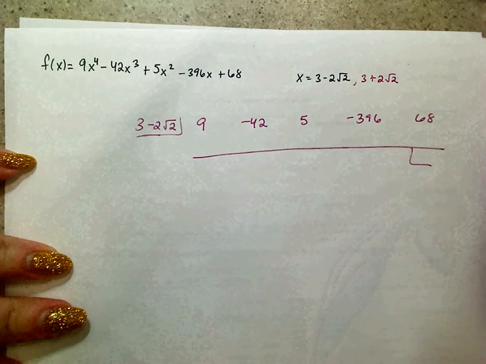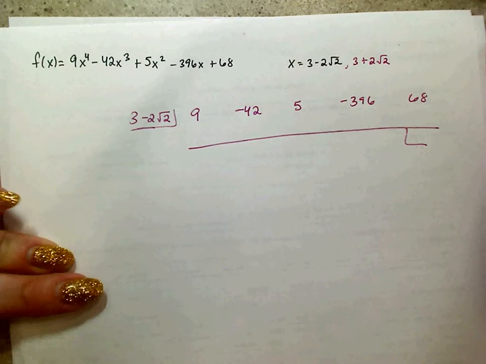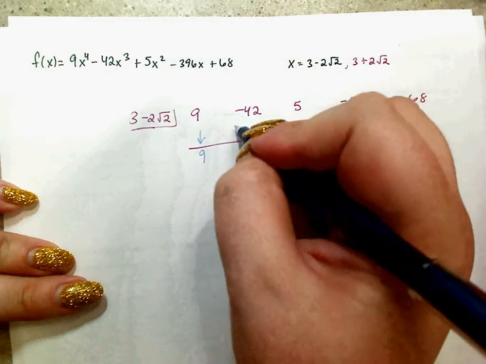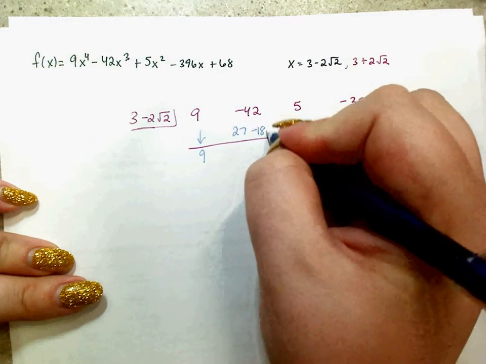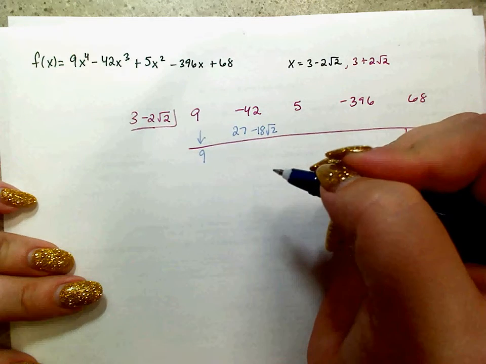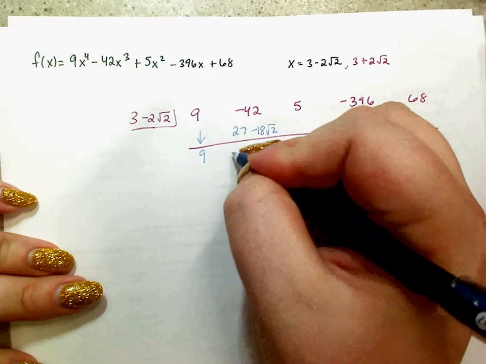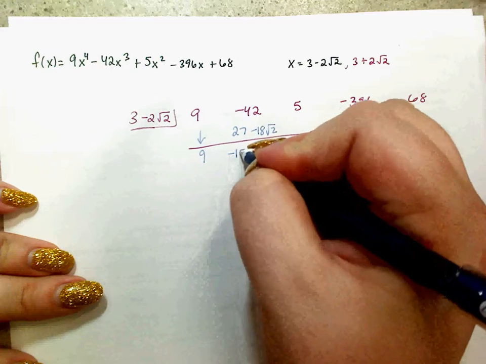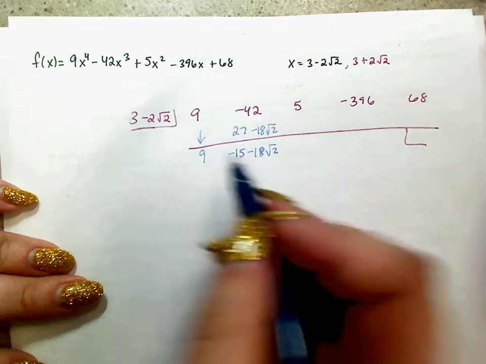Okay, so we're going to do synthetic division. The process is drop the first number, multiply. 9 times 3 is 27, and 9 times negative 2 root 2 is negative 18 root 2. Negative 42 plus 27 is going to be negative 15. So negative 15 minus 18 root 2. And then we're going to multiply this times this.